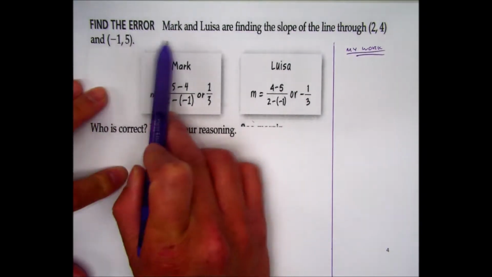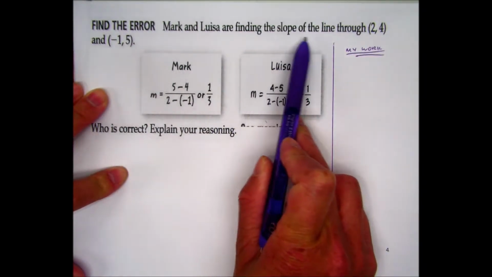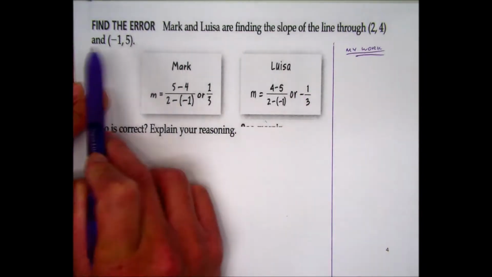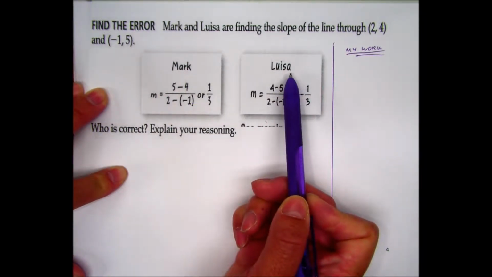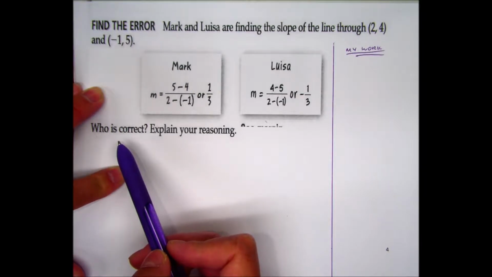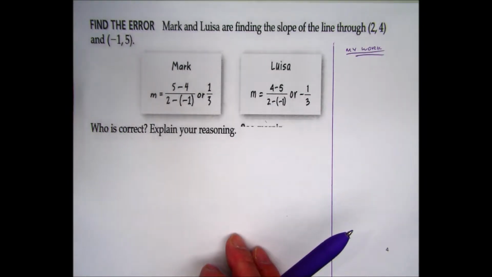The problem tells us to find the error. Mark and Louisa are finding the slope of a line through (2, 4) and (-1, 5). This is Mark's work, and this is Louisa's work. They want to know who is correct and to explain your reasoning.